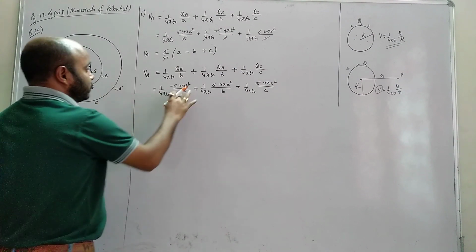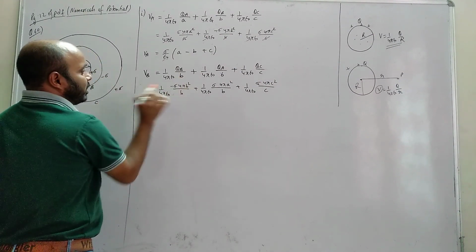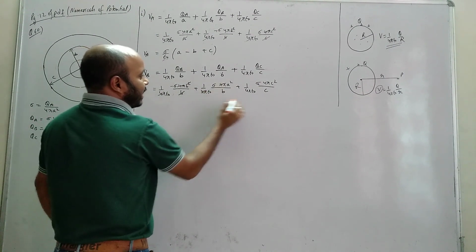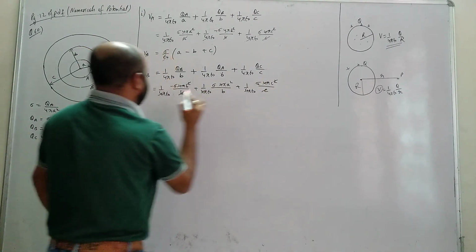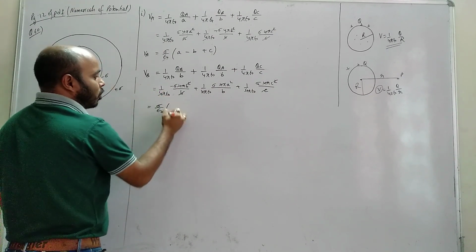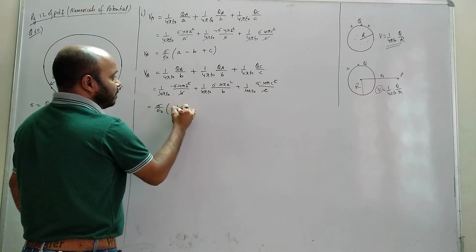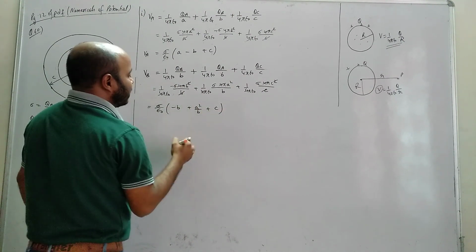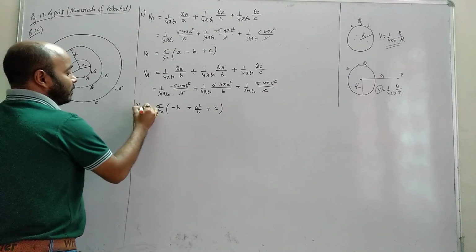Now see, why not B square? B will be here, so B will cancel out. 4 pi will cancel out. Now see, in all the three expressions, sigma by epsilon is coming out common. So what is left here? Minus B plus A square by B plus C. Okay, so this is the potential at B.